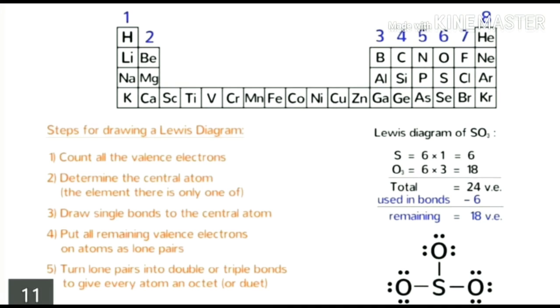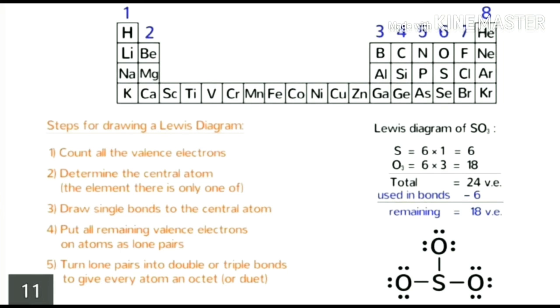Over here we have sulfur trioxide. In order to draw a Lewis diagram for it, you need to calculate the valence electrons. That's the first step. Second step, you need to determine the central atom, which in this situation is sulfur. So you need to draw sulfur surrounded by the 3 oxygen atoms. Step 3, draw single bonds to the central atom. It's basically the line that is connecting the oxygen atoms to the sulfur atom.